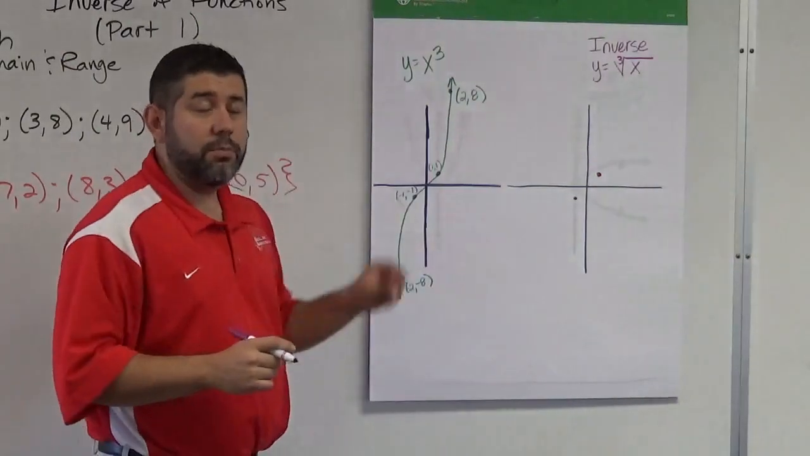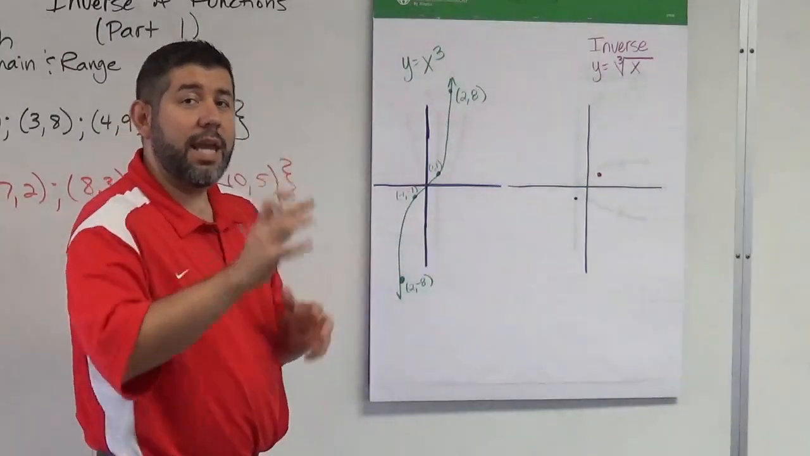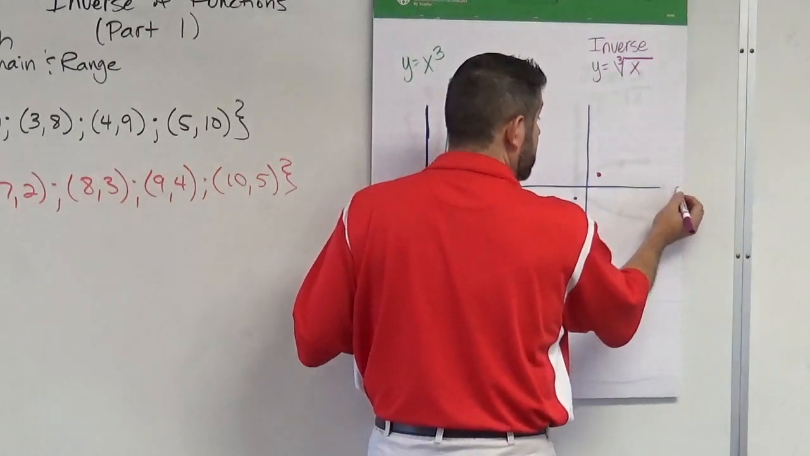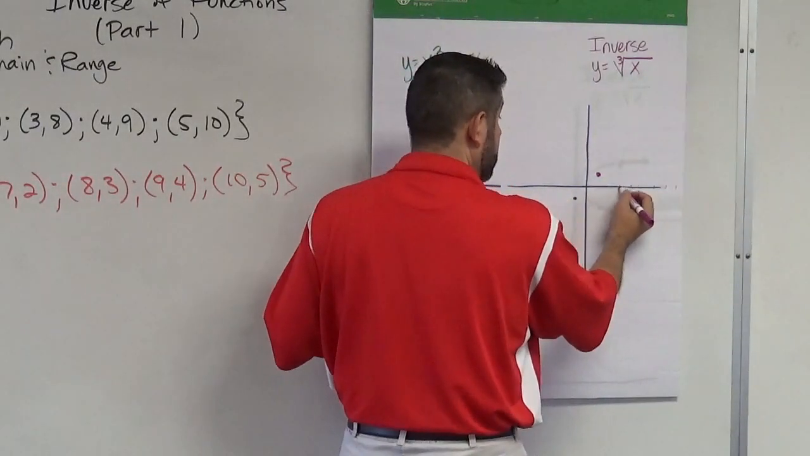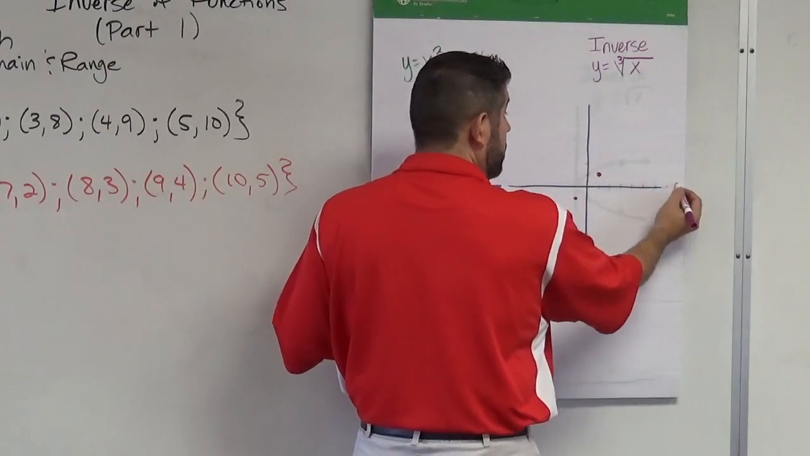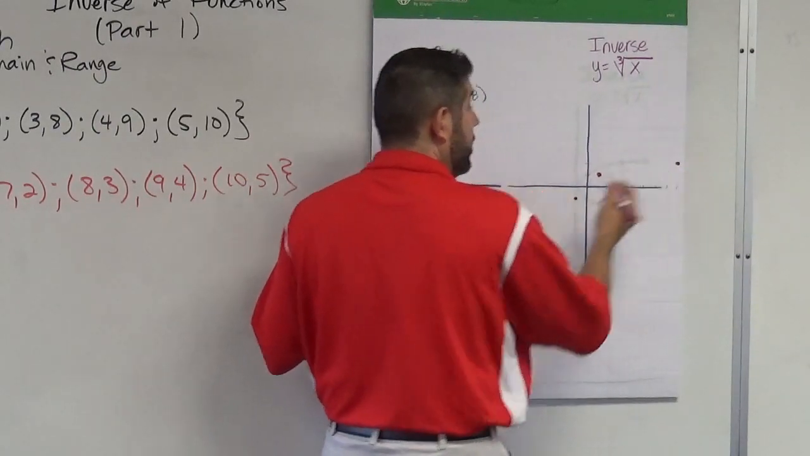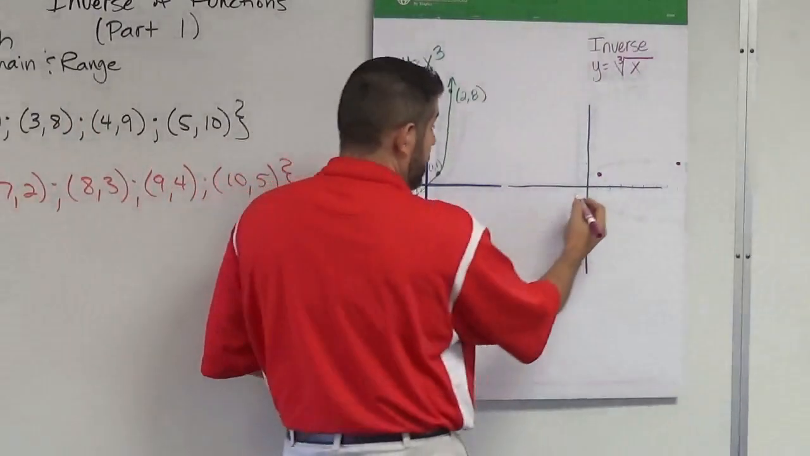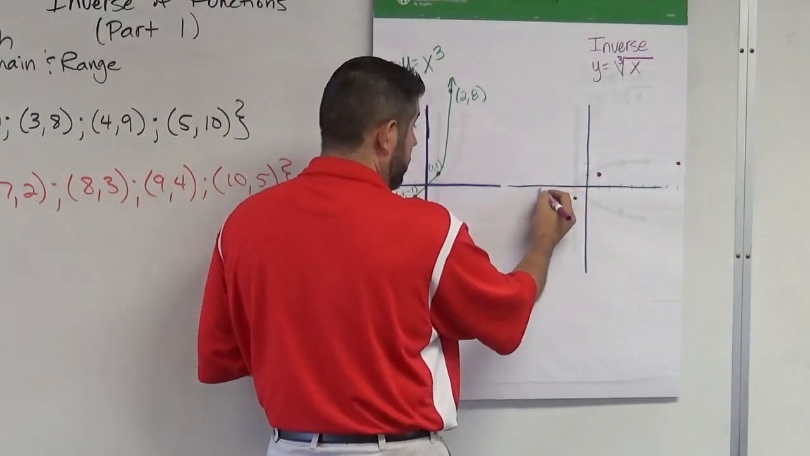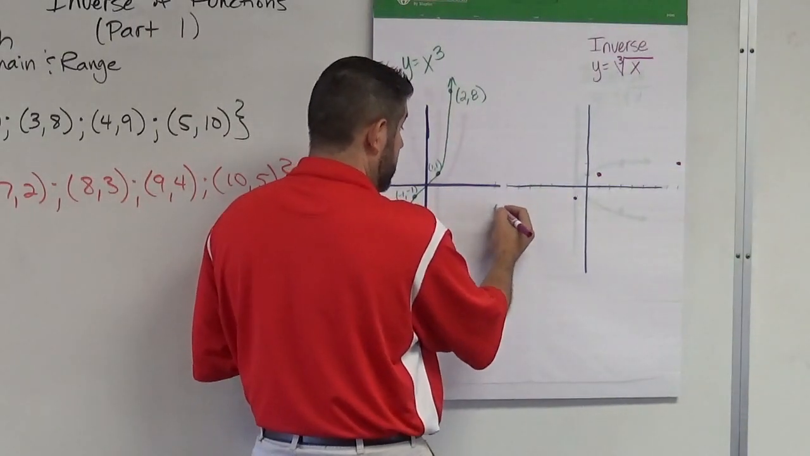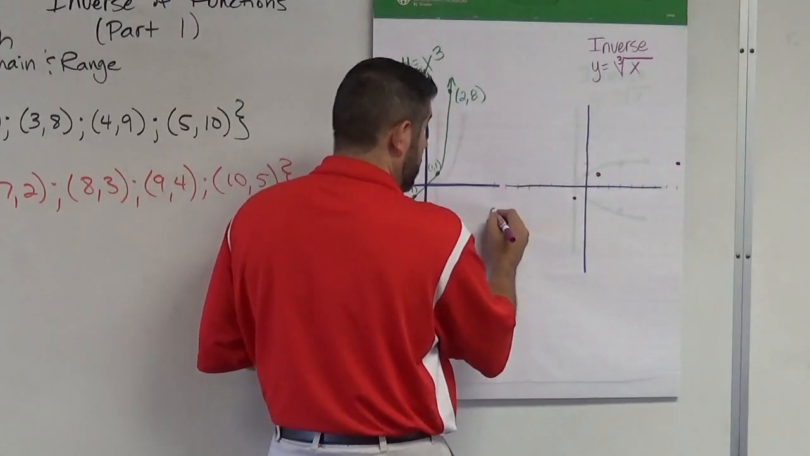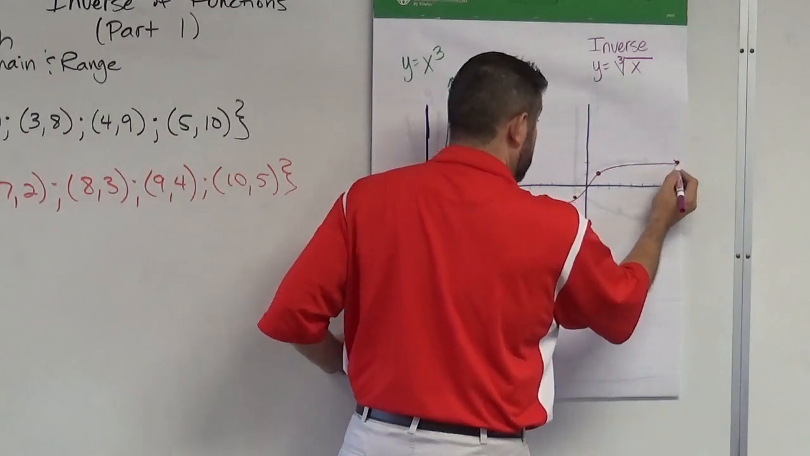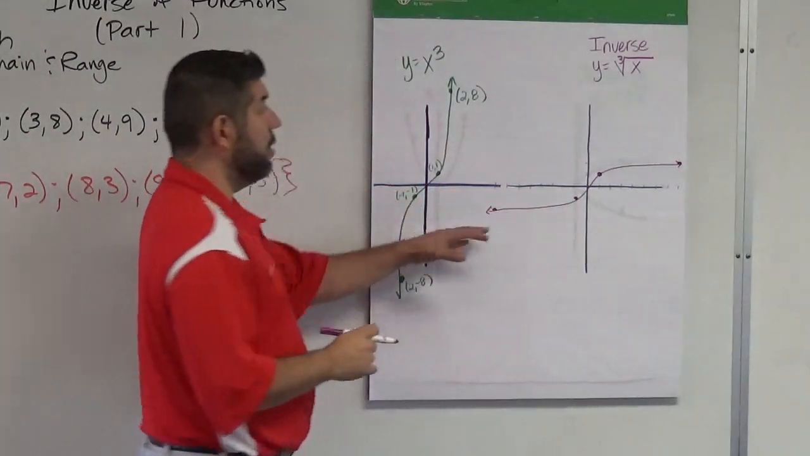So (2, 8) now becomes (8, 2). So 1, 2, 3, 4, 5, 6, 7, 8, and up 2. All right, so now we've got that one right there. And (-2, -8) now becomes (-8, -2): left 8, down 2. And our function looks like this. Okay, so this is our inverse.